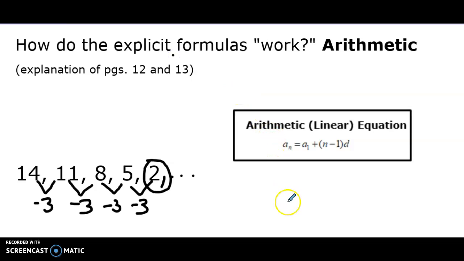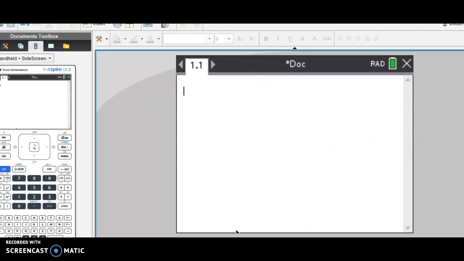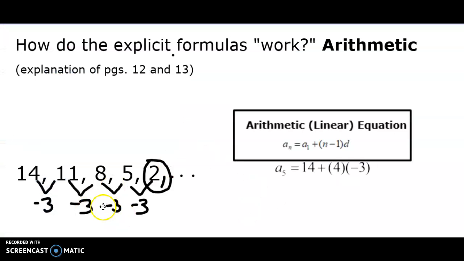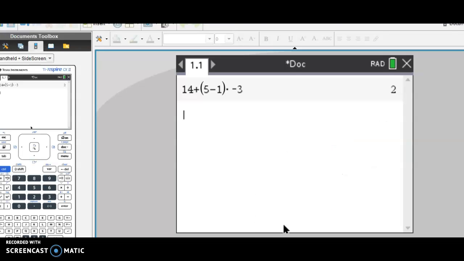And if you want to see me do that in the calculator, I would just, again, I'm just plugging it into the formula, 14 plus n minus 1, and you can even put n minus 1. So it was 5, so 5 minus 1, your calculator will do that for you, times that common difference of negative 3, and you'll get the fifth term, and that's what we wanted. There you go. So now if I said to you, I want the 60th term in the sequence, all I would have to do is plug in 60 for n. So I can show this in the calculator if you'd like.